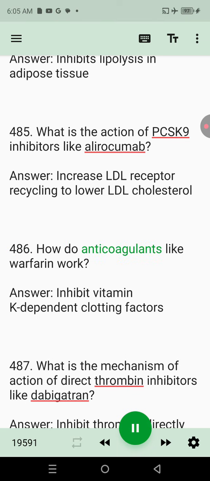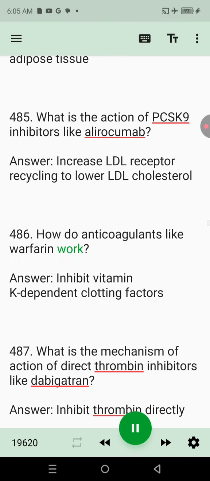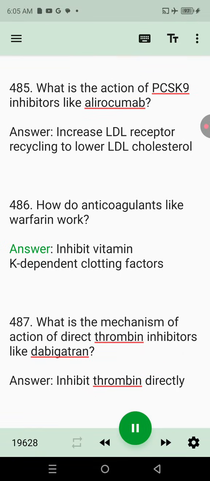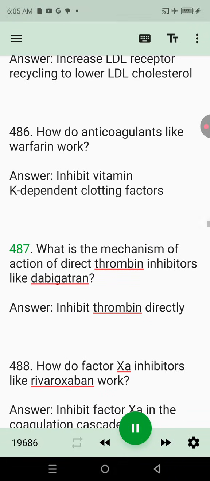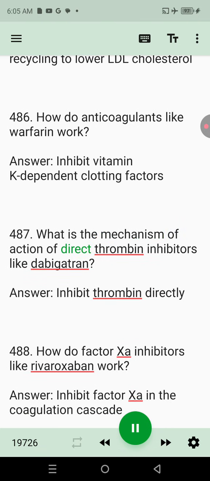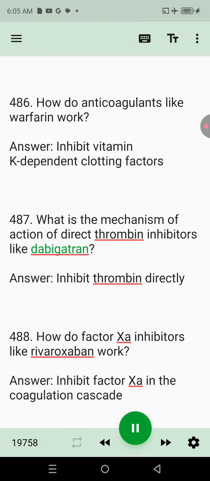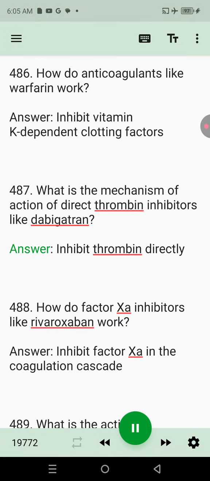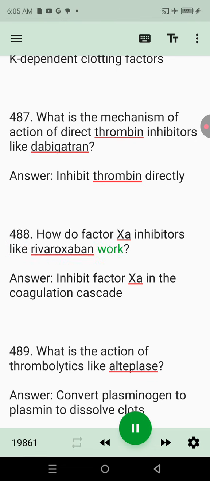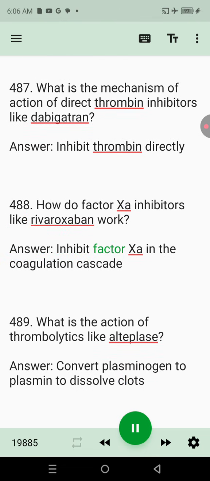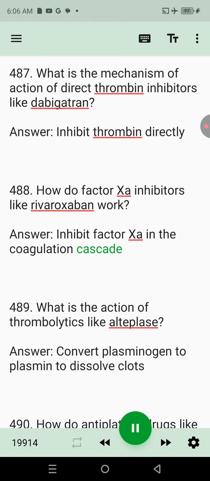486. How do anticoagulants like warfarin work? Answer. Inhibit vitamin K dependent clotting factors. 487. What is the mechanism of action of direct thrombin inhibitors like dabigatran? Answer. Inhibit thrombin directly. 488. How do factor XA inhibitors like rivaroxaban work? Answer. Inhibit factor XA in the coagulation cascade.